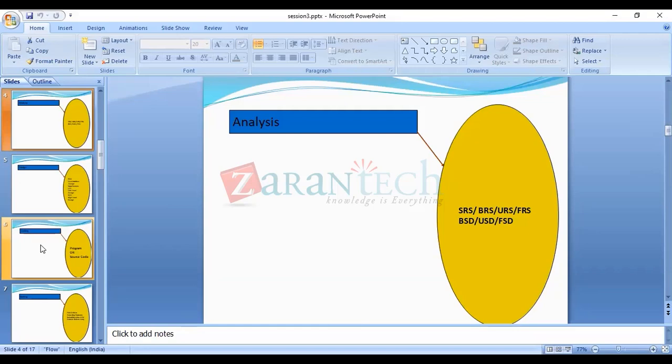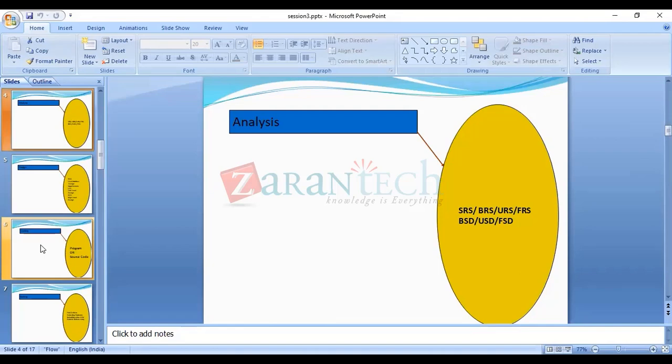Here I have given different names, and all the documents are the same. BRS is business requirement specification. URS is user requirement specification. FRS stands for functional requirement specification.